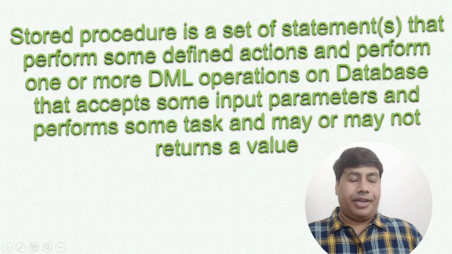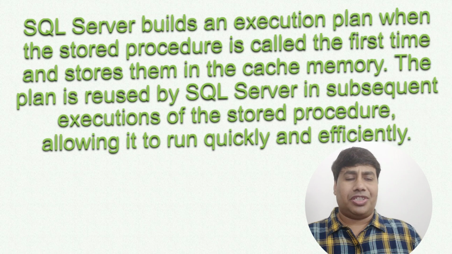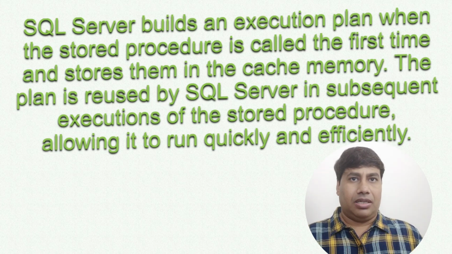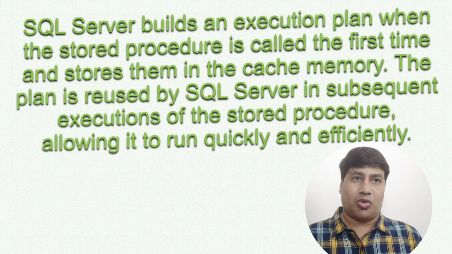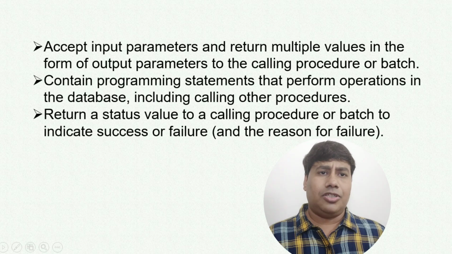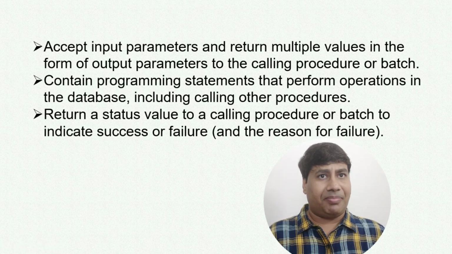SQL Server builds an execution plan when the stored procedure is called the first time and stores it in cache memory. The plan is reused by SQL Server in the next execution of the stored procedure, allowing it to run quickly and efficiently. A stored procedure accepts input parameters and returns multiple values in the form of output parameters. It contains programming statements and returns a status value to the calling procedure or batch to indicate success or failure.